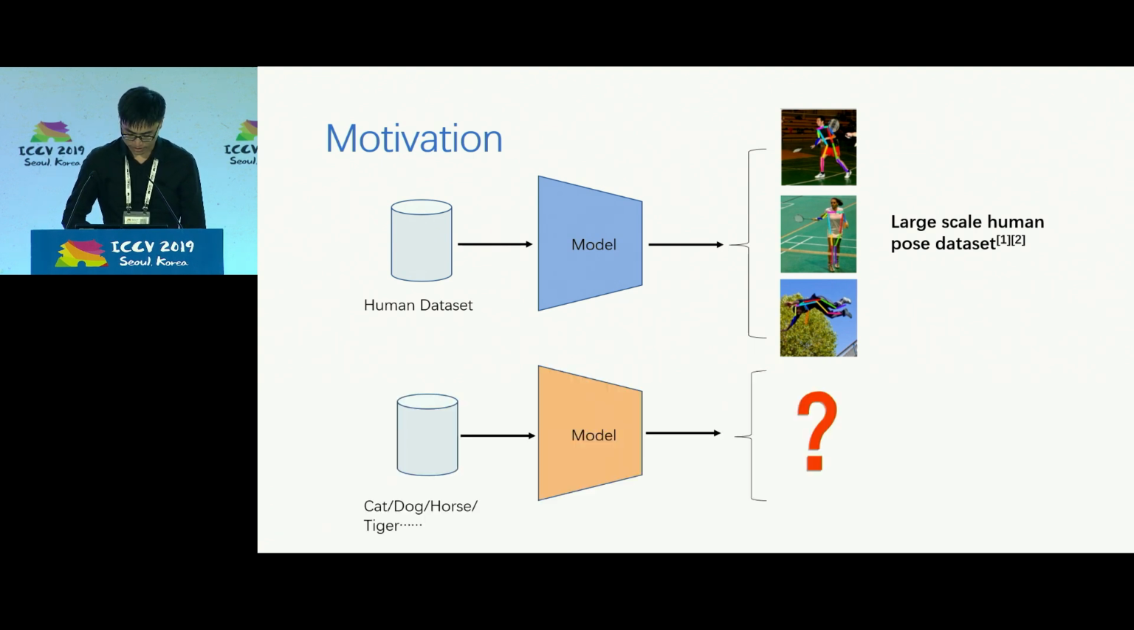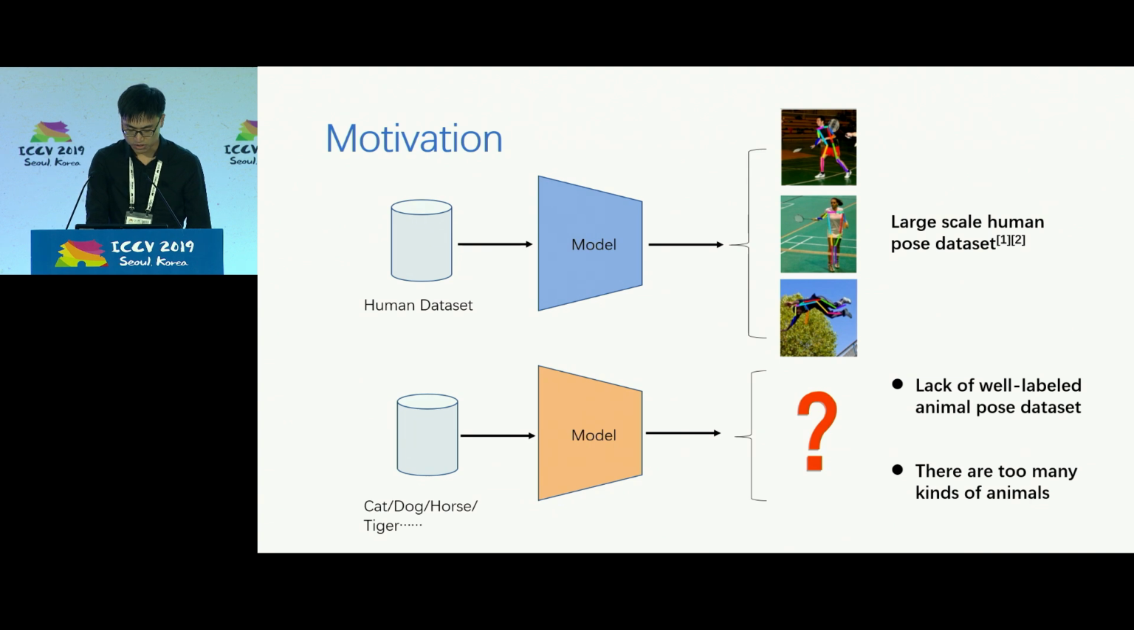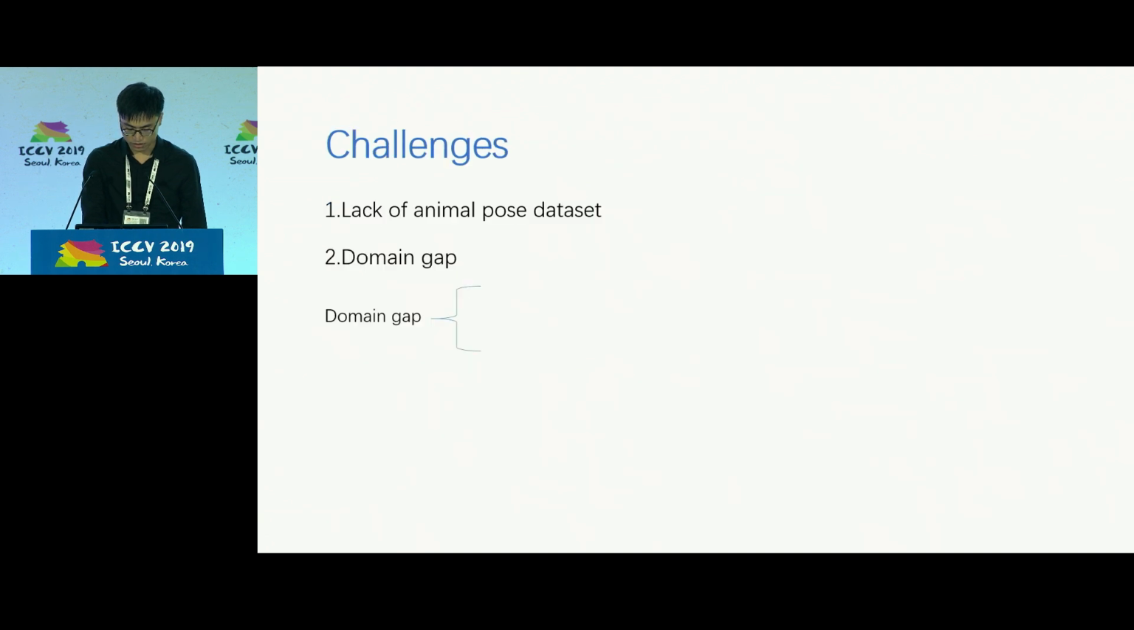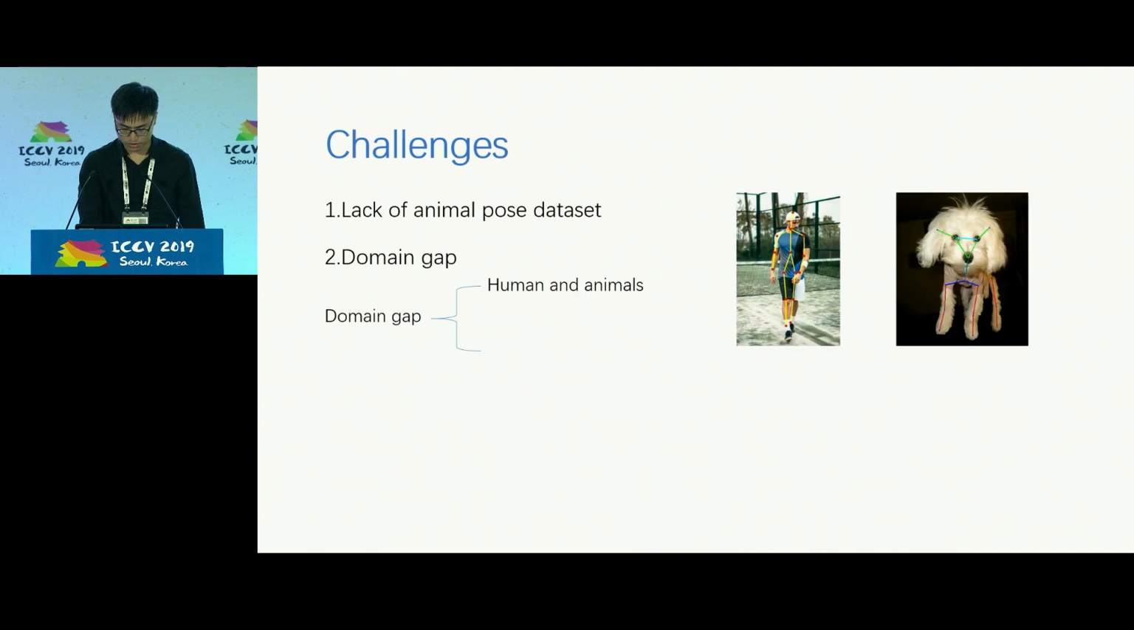The first reason is the lack of animal pose datasets, and there are too many kinds of animals. It is impossible to provide labels for all of them. So we aim to tackle the cross-domain animal pose estimation problem. There are two challenges for this problem. The first is the lack of datasets. The other is the gap between different domains, such as human and animals, and different classes of animals.